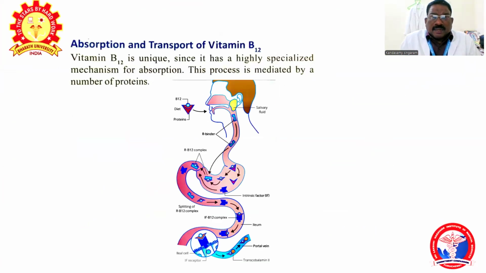Now let us see the absorption of vitamin B12 in the system. Vitamin B12 is unique since it has a highly specialized mechanism for absorption. This process is mediated by a number of proteins throughout the gut.